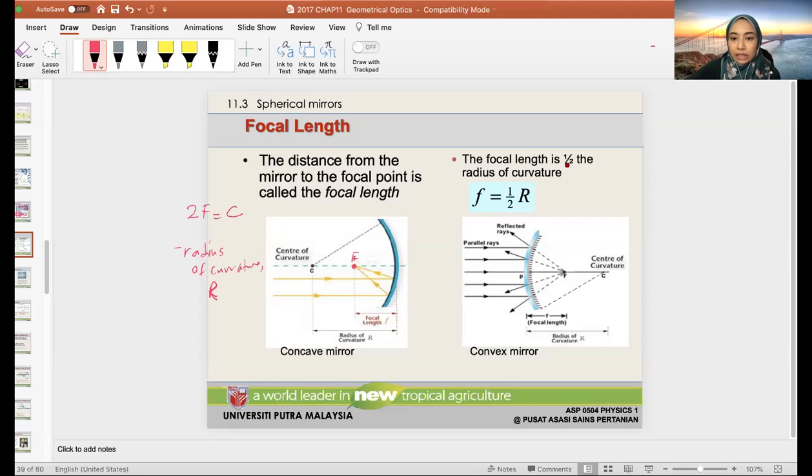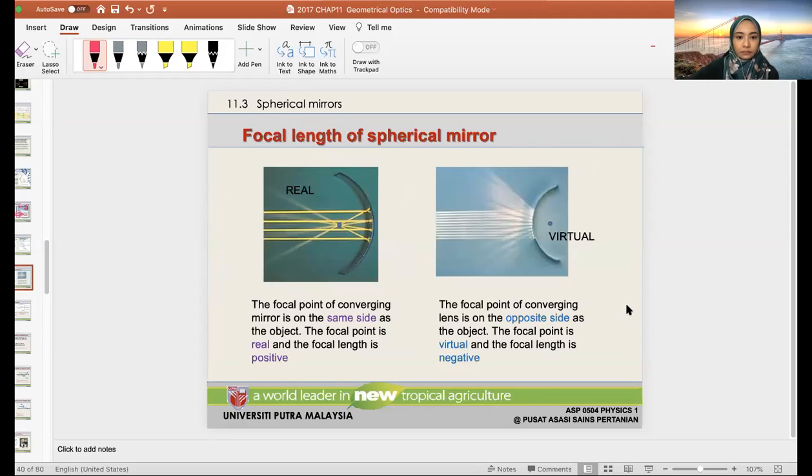So the focal length is half the radius of curvature, or 2F equals R, which I wrote over here. I think this is much easier to remember. So 2 times the focal length is C or R. What else? C, focal length, R.